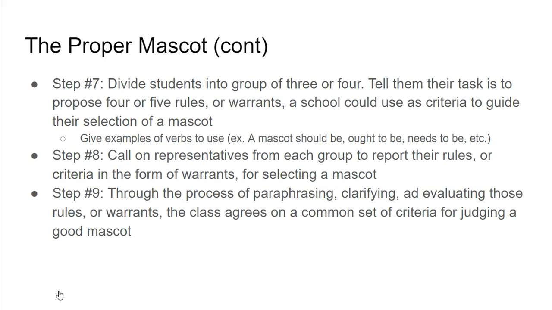Step 8. Call on representatives from each group to report their rules or criteria in the form of warrants for selecting a mascot. Step 9. Through a process of paraphrasing, clarifying, and evaluating those rules or warrants, the class agrees on a common set of criteria for judging a good mascot.